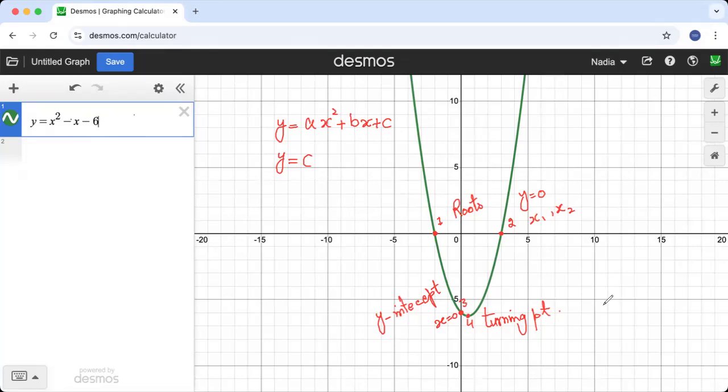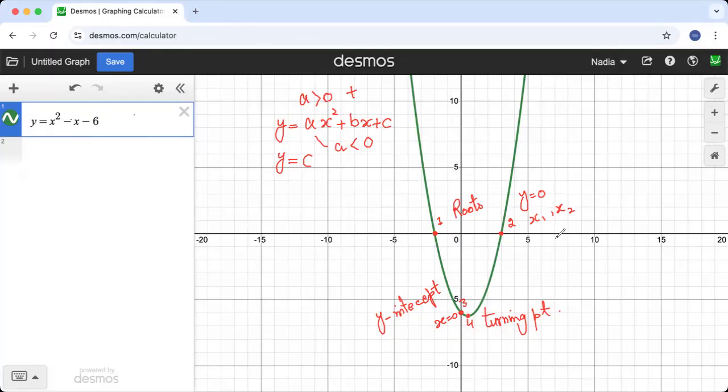From this general equation, when this a is positive, greater than 0, that means our parabola is positive. But if this a value is smaller than 0, meaning that it is negative, then we will have our negative parabola, and the parabola will flip upside down and you will have the opposite view.